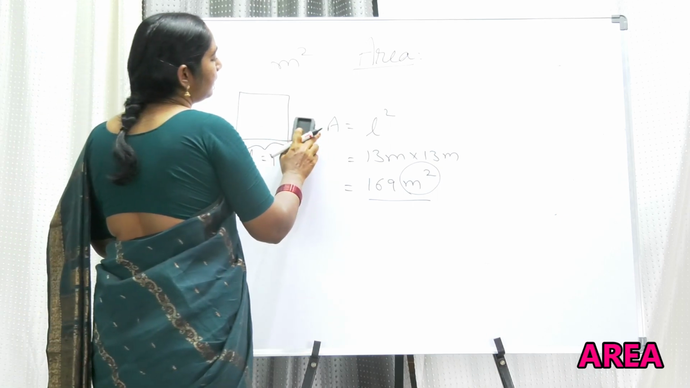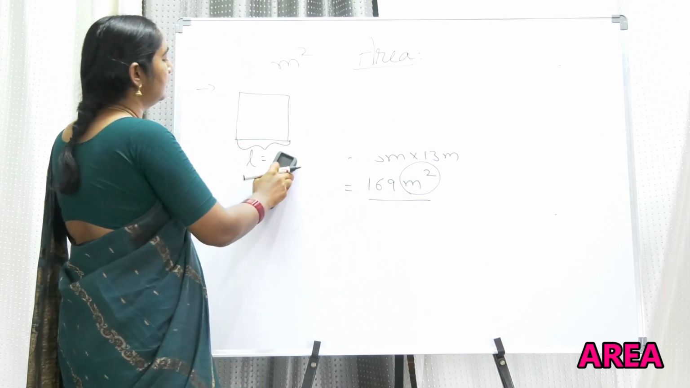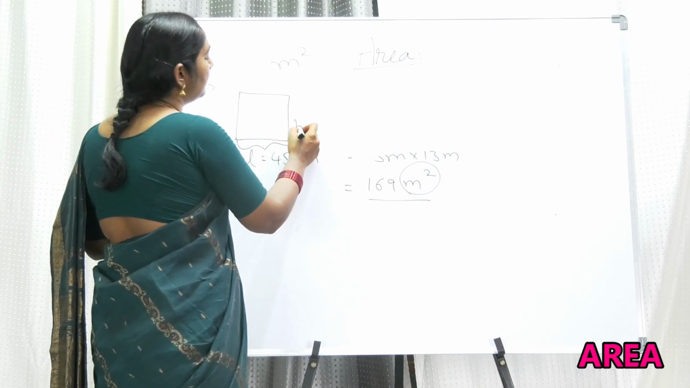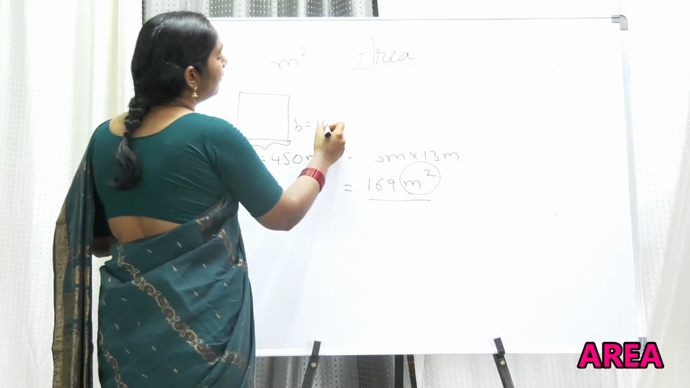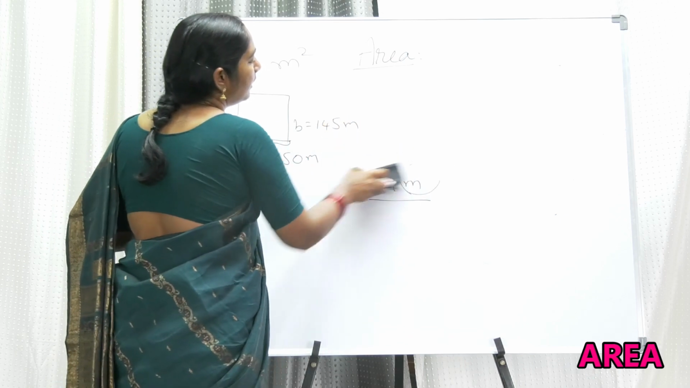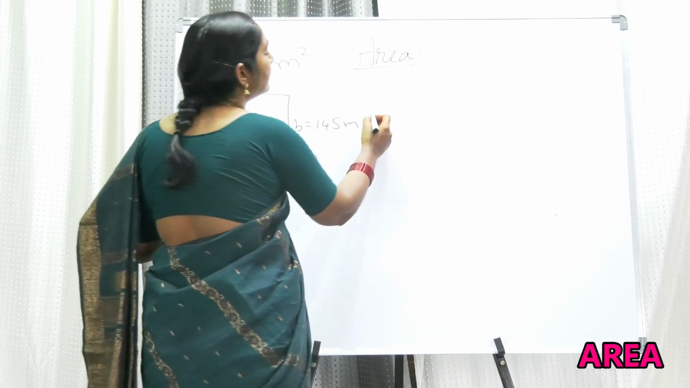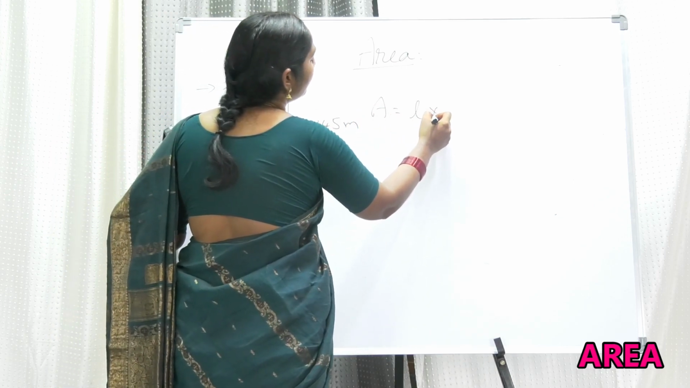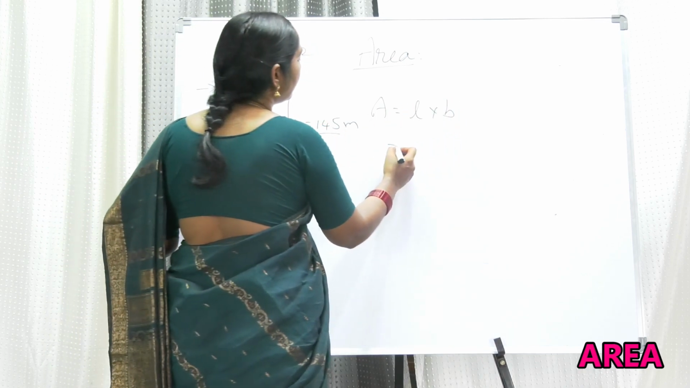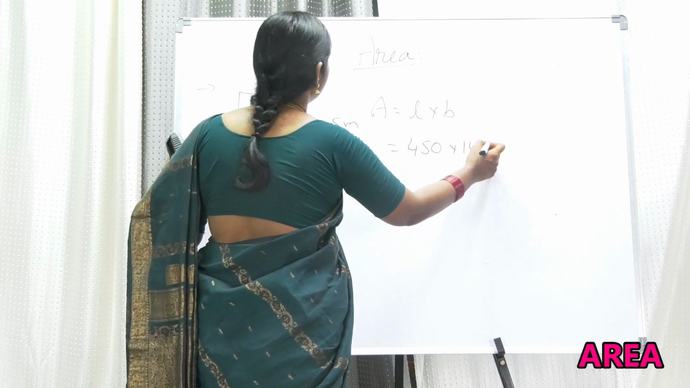Second question. The length of a school compound is 450 meters and the breadth is 145 meters. Find the area of the compound. So, my dear friends, area is nothing but length into breadth because it is a rectangle. These two are not equal. Just multiply it, 450 into 145.